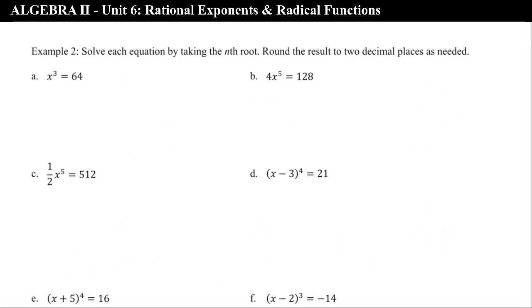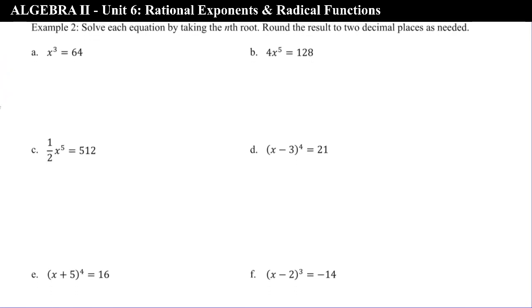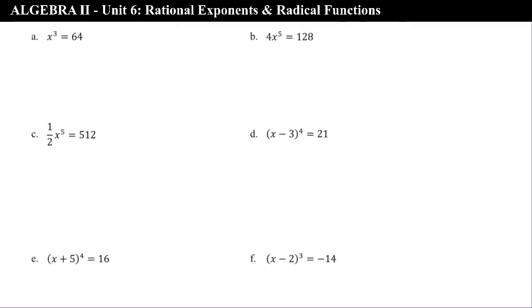For this next set of examples, let's solve each equation taking the nth root, and we'll round the result to 2 decimal places as needed. So let's start with A. x cubed is 64. If you want to undo a cube, you've got to take the cube root. So we're going to take the cube root of x cubed, and if we do it to one side, we've got to do it to the other, the cube root of 64. So we're going to end up with x equals 4.